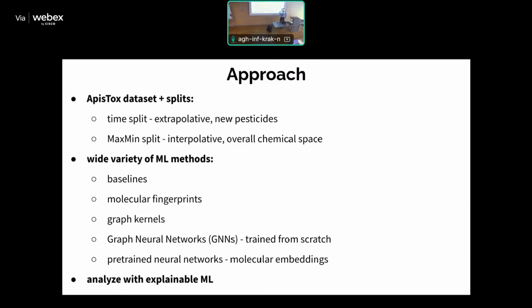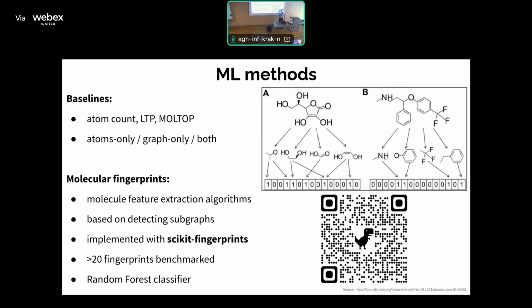So we take API stocks, we take those splits that we have seen before, time split and maximum split, to test our algorithms in 2 slightly different ways, and have a wide variety of machine learning methods. I think it's really important that we don't fixate on one type of algorithm, but rather check many different algorithms and then explain them with explainable AI to understand if our algorithms really work. So in terms of machine learning methods, firstly some baselines. I won't be going into much detail because they are very chemically relevant and would require more knowledge. But in terms of molecular fingerprints, I think those are very general algorithms, because molecular fingerprints really are feature extraction algorithms.